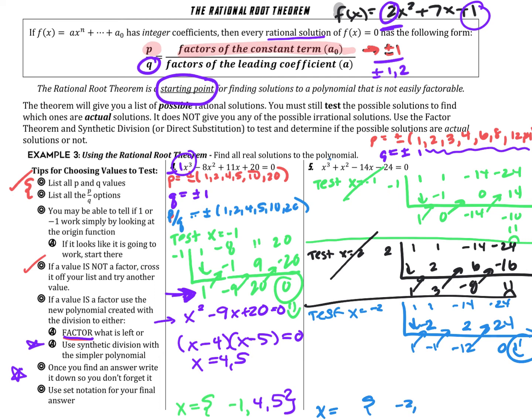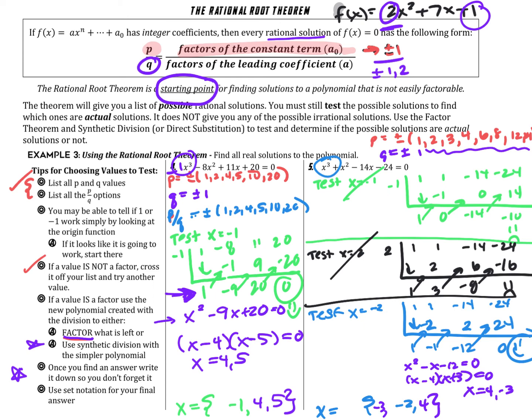What's left, since this was a cubic, is going to be a quadratic. So let's go ahead and write that out. X squared minus x minus 12 is going to equal 0. That factors x minus 4, x plus 3, which means I just found 2 more zeros, +4 and -3.